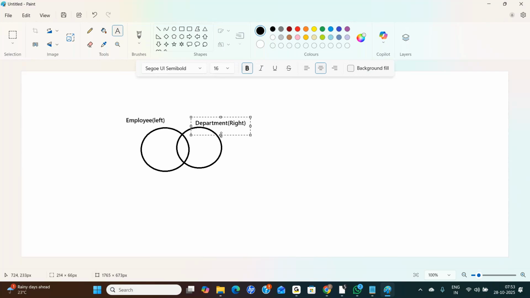If you look at this Venn diagram, as per the formula, left outer join is equal to inner join plus unmatched records from the left table. Am I right? Is this formula right or not? Left outer join is equal to inner join plus unmatched rows from the left table.